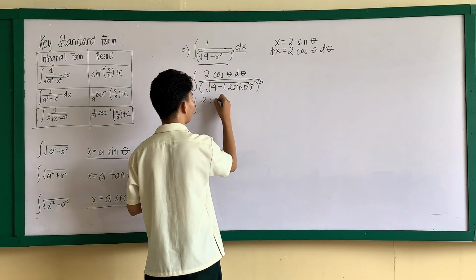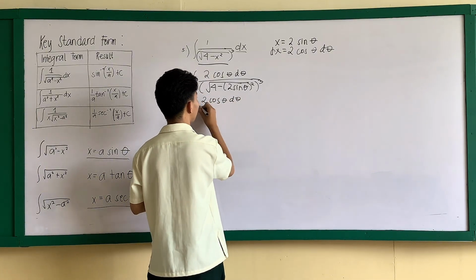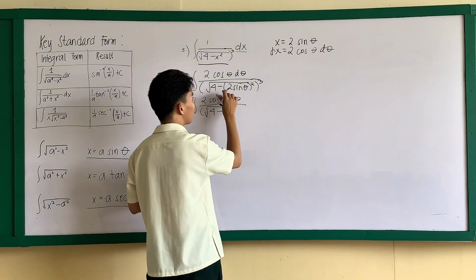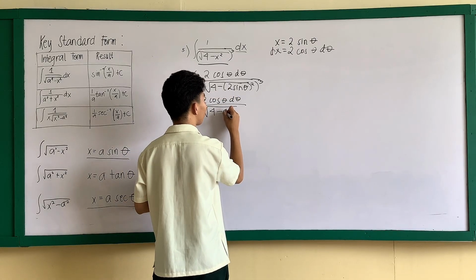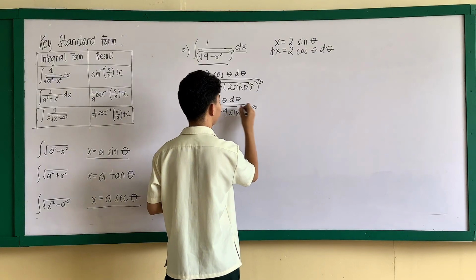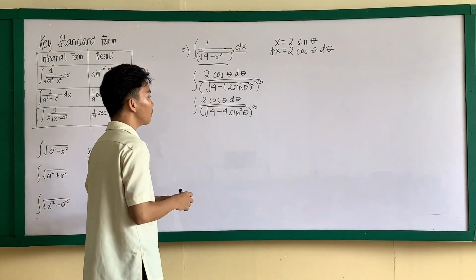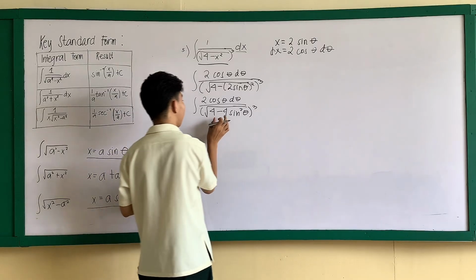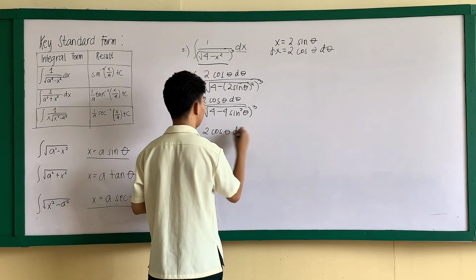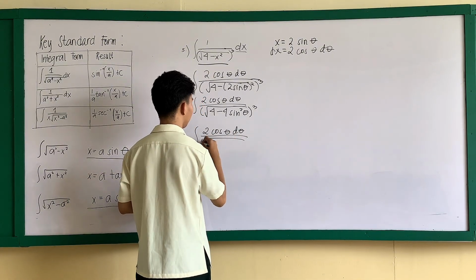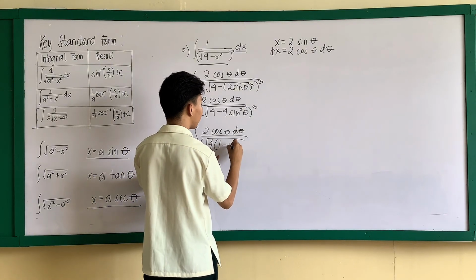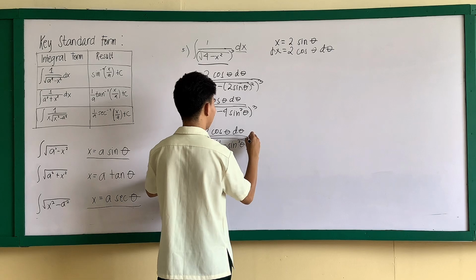Copy the numerator, cosine theta d theta over the square root of 4, which is 2, going to be 4 sine squared theta. So now we need to factor out the 4 inside here. Cosine theta over, factor out the 4. So it's going to be 1 minus sine squared theta, cubed.